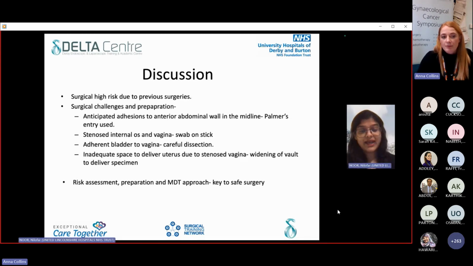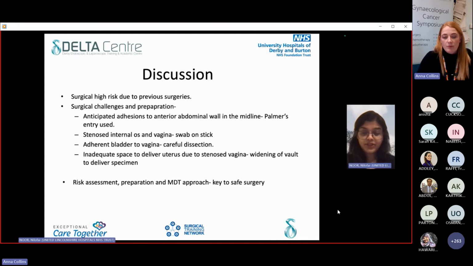Stenosed internal os and vagina made it impossible for us to use a Spackman's, and therefore a swab on a stick was kept in the vagina to help delineate the cervicovaginal junction, push the bladder, and to perform the laparoscopic hysterectomy. Adherent bladder to the vagina was carefully dissected in a stepwise manner. When inadequate space was encountered to deliver the uterus due to stenosed vagina, the vault was further widened for the safe delivery of the specimen.